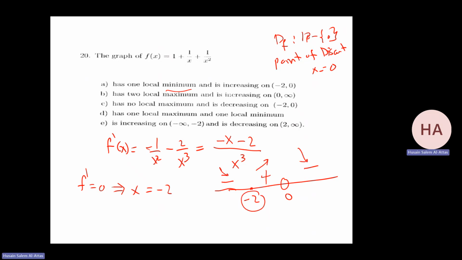So you have a local minimum here, and no local maximum here, since at x equals 0 the function is not defined. So you have a local minimum, yes. Increasing from -2 to 0, yes. Two local maximum, wrong. No local maximum, yes. Decreasing, -2 and 0, wrong. One local maximum, no. Increasing -infinity to -2, no, it's decreasing. Oh, so this is the answer.